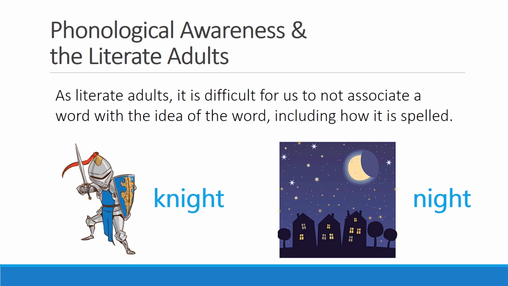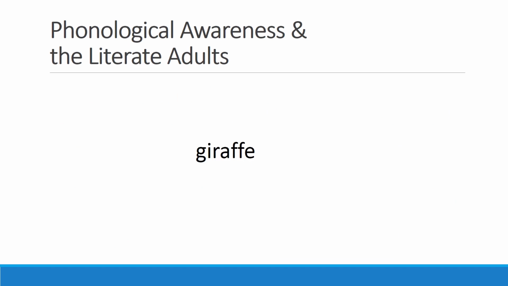As literate adults, it is difficult for us not to associate a word with the idea of a word, including how it is spelled. And that is precisely how phonological awareness leads to better reading and spelling, because we have associated the individual sounds with letters to be able to read them. Okay, look at the image on the next slide, but don't read the word. Just look at the image. You didn't read the word, did you? Of course you did. And because now that you have read it, you cannot unread the image of the word.